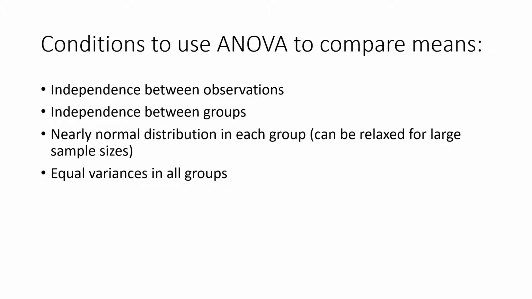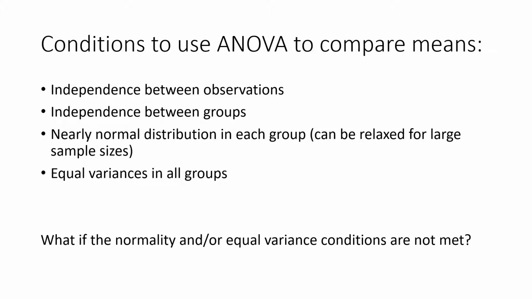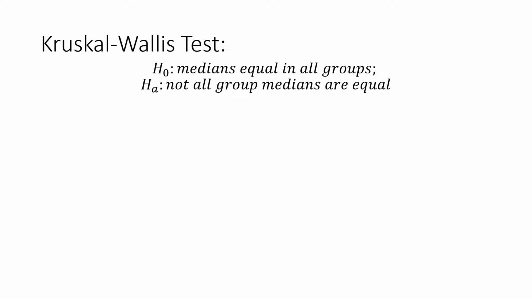Now, we can't get around the independence conditions using the Kruskal Wallis test, but if the normality or equal variances conditions are not met, we can use the Kruskal Wallis test as a non-parametric alternative to ANOVA. When conducting a Kruskal Wallis test, the null hypothesis is that the median is equal in all of the groups. The alternative is that not all group medians are equal, so these are very similar to the ANOVA hypotheses, except that they are about medians instead of about means.